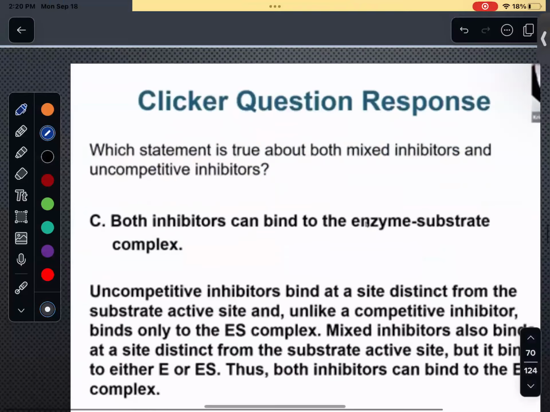Yeah. Both inhibitors combine to the enzyme-substrate complex. Here's the explanation. I'm not going to run through it. We're going to try to get through the rest of this.